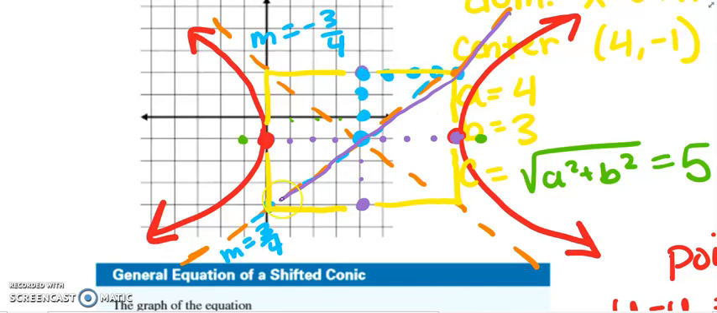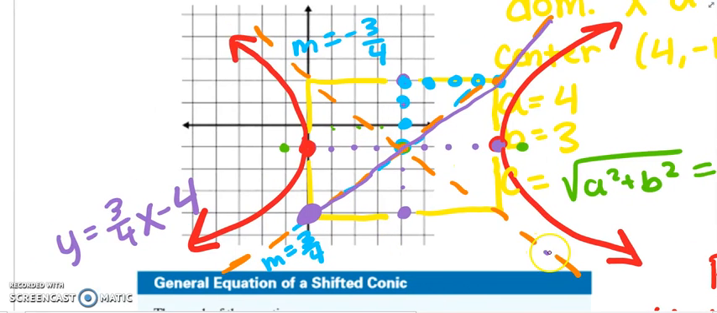Okay, look at this one. What is the asymptote's intersection? The y-intercept would be negative 4. So I can write this equation, y equals, that was my positive 3/4 x, minus 4. Way easier, as long as you have a neat graph. And then what does this asymptote go through? 2, so that was my negative 3/4.